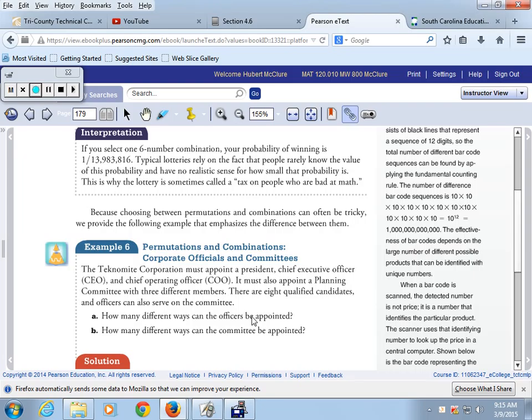If I give you 2 or 3 questions on the test, it'll be a lottery question or a CEO question or a committee question, because those are the best questions to give for a permutation or a combination. This one says, a corporation must appoint a president, chief executive officer, and chief operating officer. It must also appoint a planning committee with 3 different members. There are 8 qualified candidates. All right.